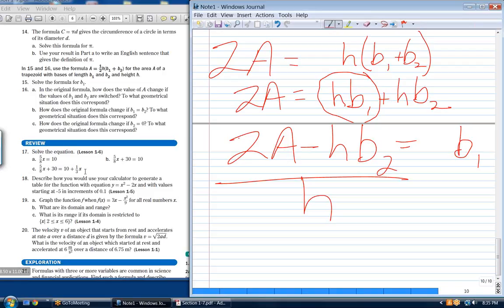You want to go over any of the methods for solving equations? Complicated equations. Like 17 has some complicated equations. Do you know how to solve all three of these? Let's see. Yeah, let's go ahead and do that.